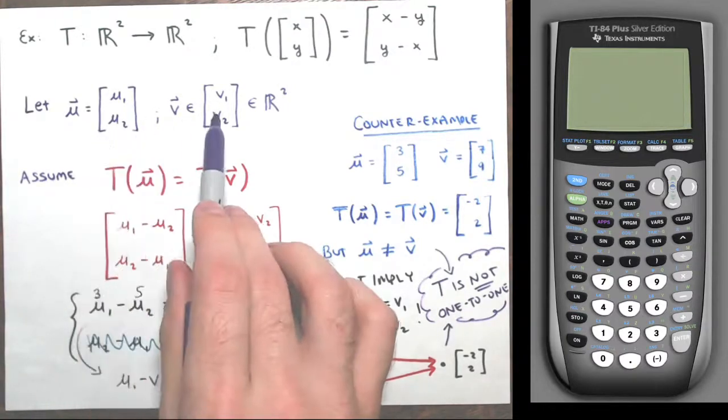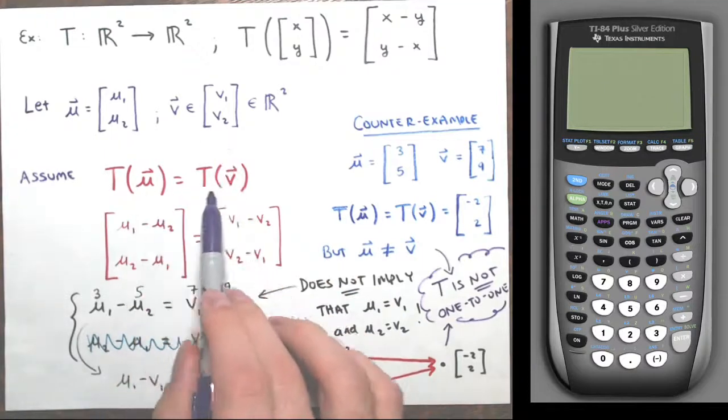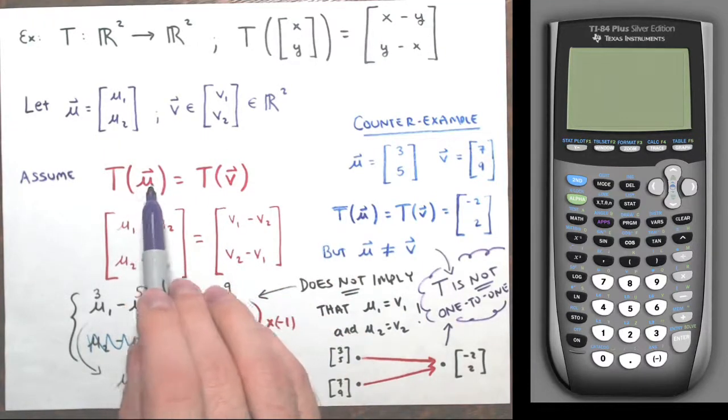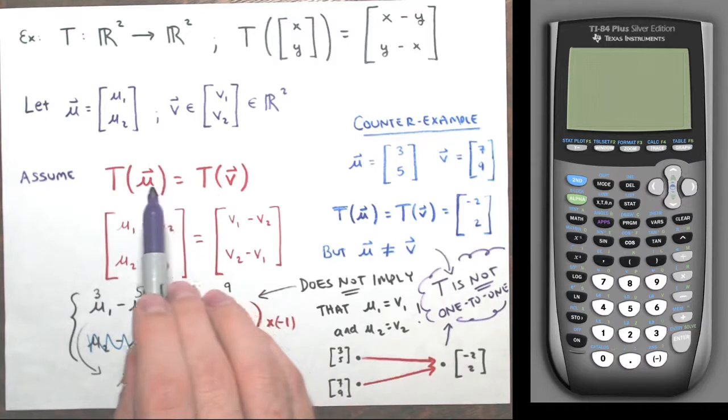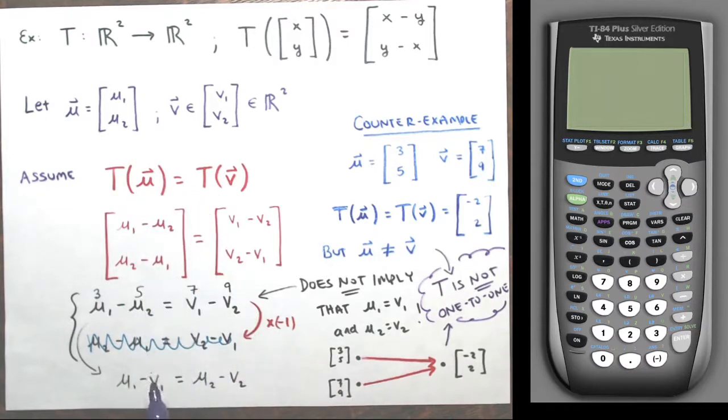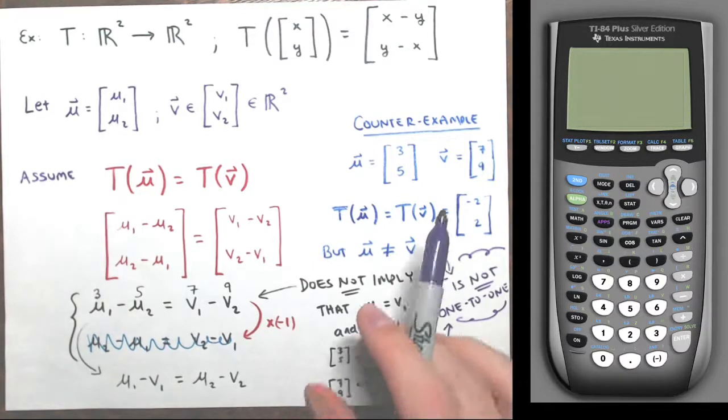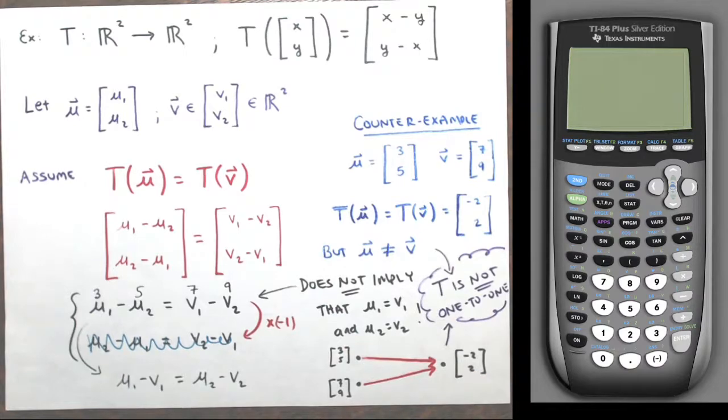So again, you start with this: you take two vectors from the domain, assume their images are equal, and try to show that the inputs are the same. But if you can't, like I couldn't here, I couldn't show that u1 was equal to v1 and u2 was equal to v2, then there's a good chance you should be able to find a counterexample and show that it is not one-to-one. All right.